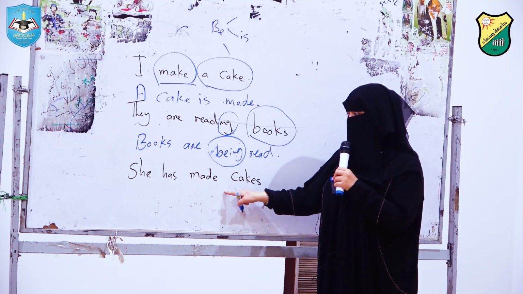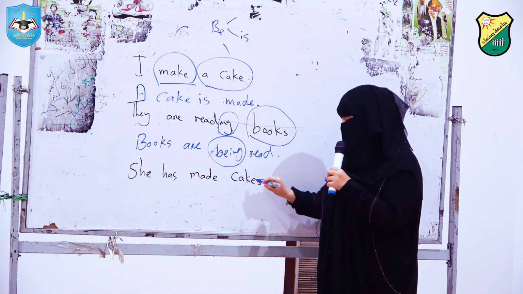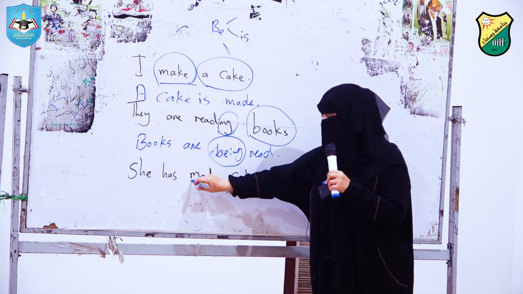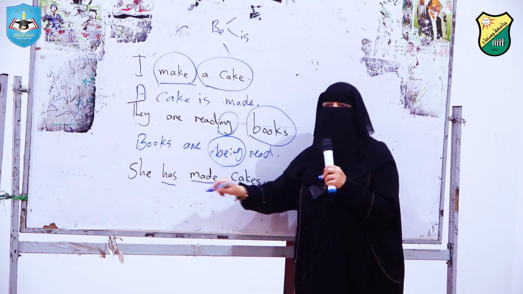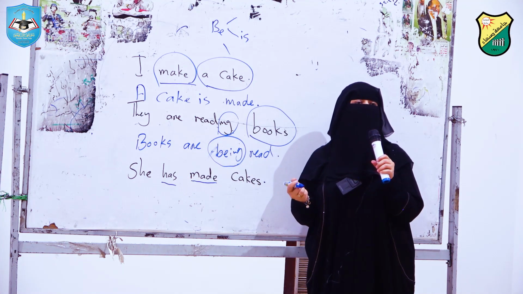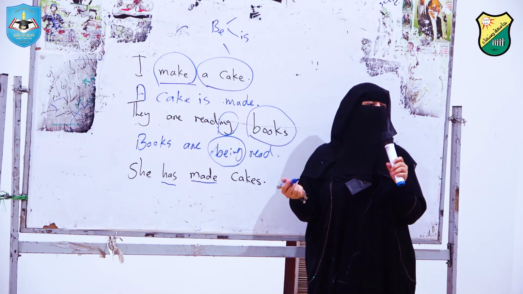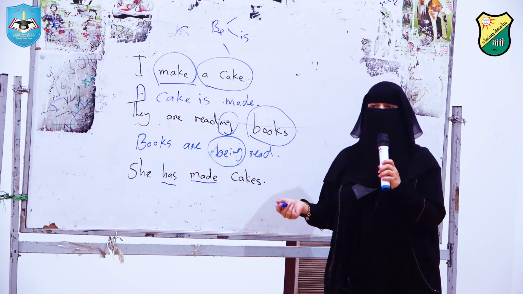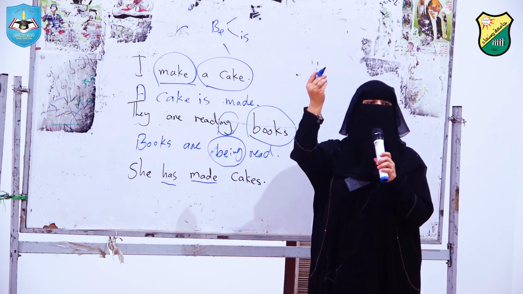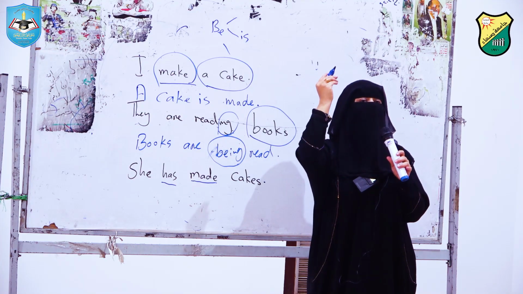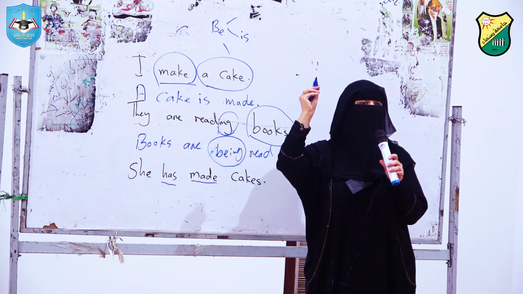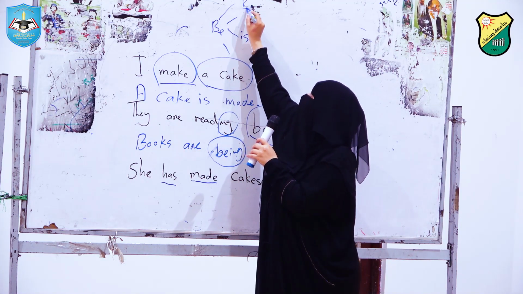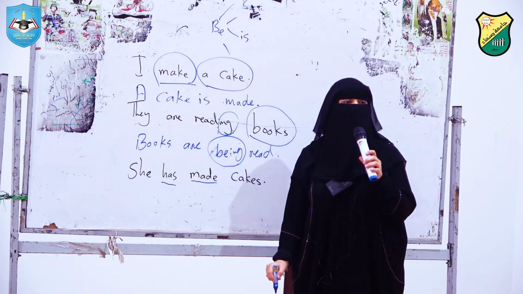Okay, now here this one. She has made cakes. Now wait. I have here past participle and I have here has. In present perfect, what do we need? We need a helping verb. What is the helping verb? Have. Wait. Now present perfect, I need a helping verb. Not am, is, are. What is it? Been. I have to have been.